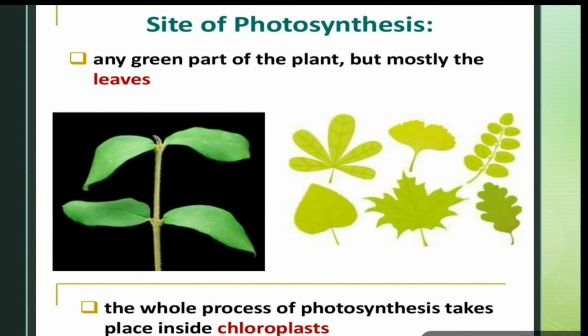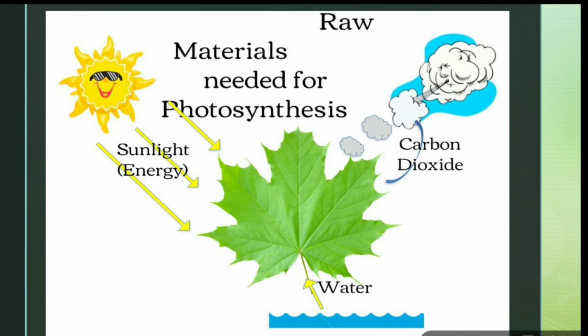The site of photosynthesis we already discussed, the green leaf or the green chloroplast. Here, with the help of the picture, we have represented the raw materials needed for photosynthesis: sunlight, the carbon dioxide on one side, and the water taken from the root. Together they produce the food for the plant body. Next we will discuss the basic steps of photosynthesis.